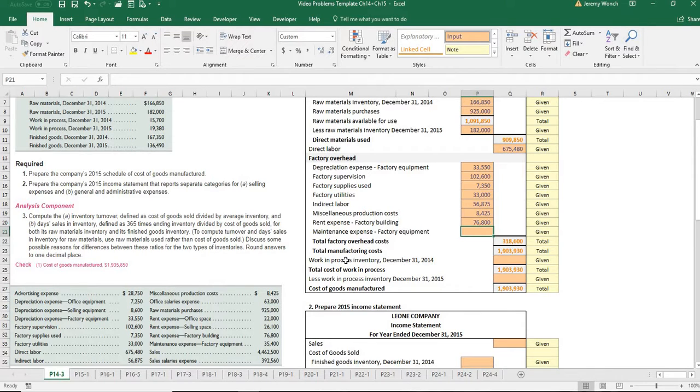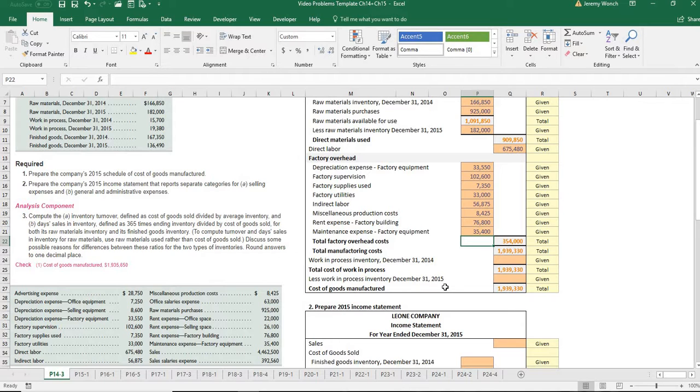And so the next one, we want maintenance expense related to the factory. So that's going to be $35,400. And so that gives us total factory overhead cost of $354,000. Total manufacturing cost of $1.93 million. And so that's the cost we incurred during the period.